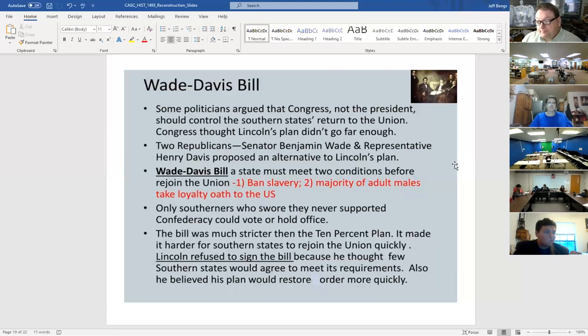And then a majority of the adult males. So instead of 10%, 50% at least. That would be a majority. 50% of adult males, or I guess 51%, had to take that oath. So it was a little bit firmer than Lincoln's plan.